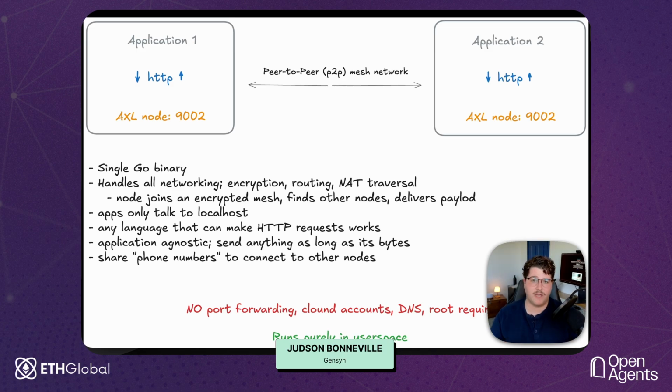There's no port forwarding, no cloud accounts, no DNS, and no root or kernel requirements. It runs completely in user space. Nodes, once they're spun up, send HTTP requests to the port selected on your localhost, by default 9002. Anytime nodes communicate with each other with a public key, if you decide to share it, they are pinging each other directly through a mesh network, with no central server. And you can also create your own bootstrap nodes, so you don't even have to use public ones.